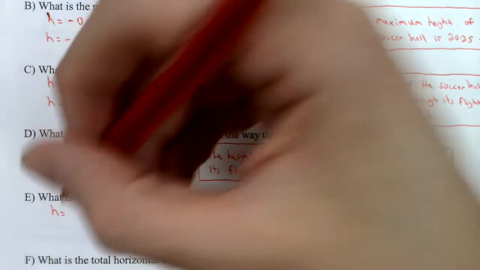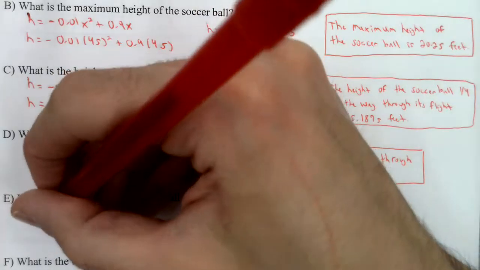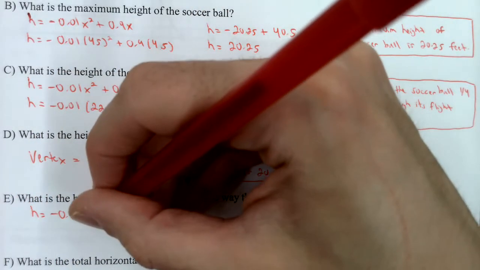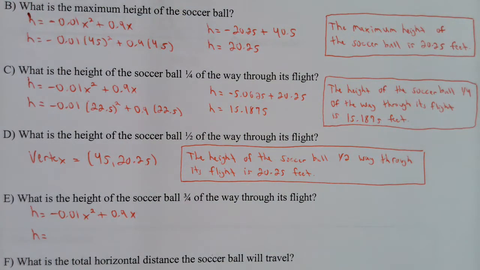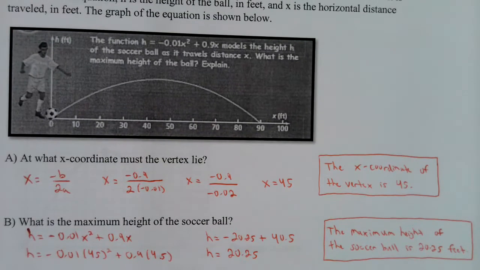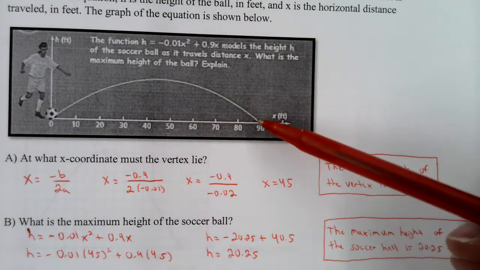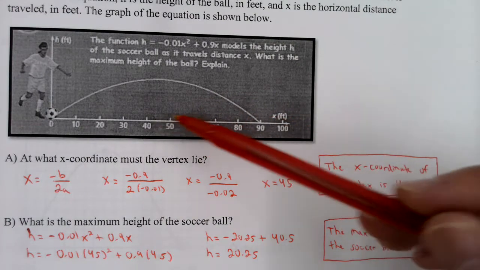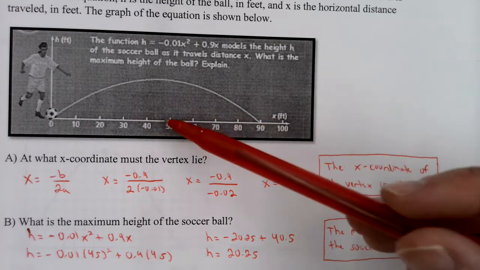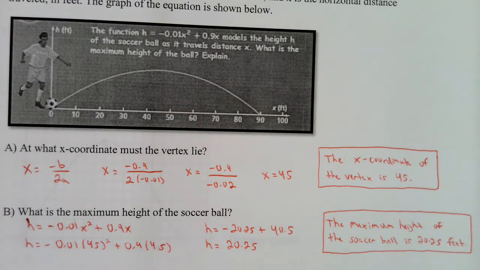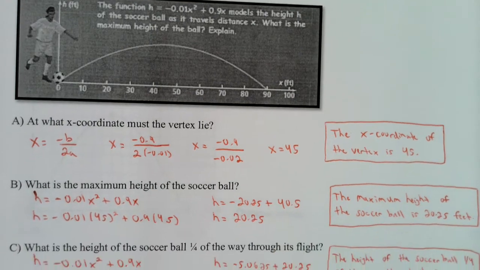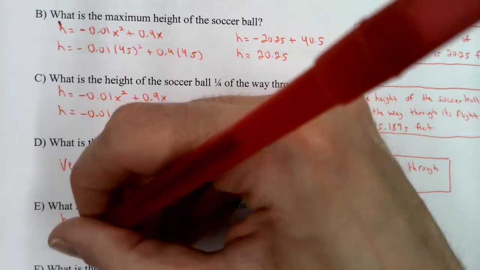I'm going to copy down the original problem. And what are you going to use for x? If you think about it, 45 is halfway, 90 is the full way. So you want halfway in between those two numbers. Or take 45, the halfway point, and then add on 22.5, which is half of it. No matter how you think about it, you're going to use 67.5 for x.